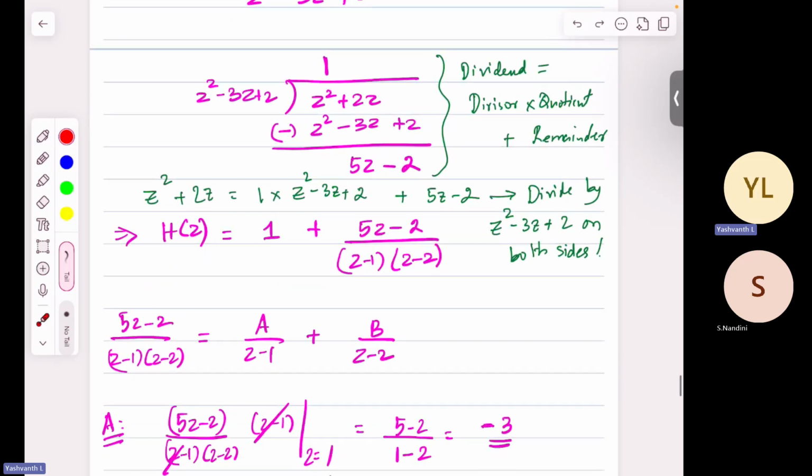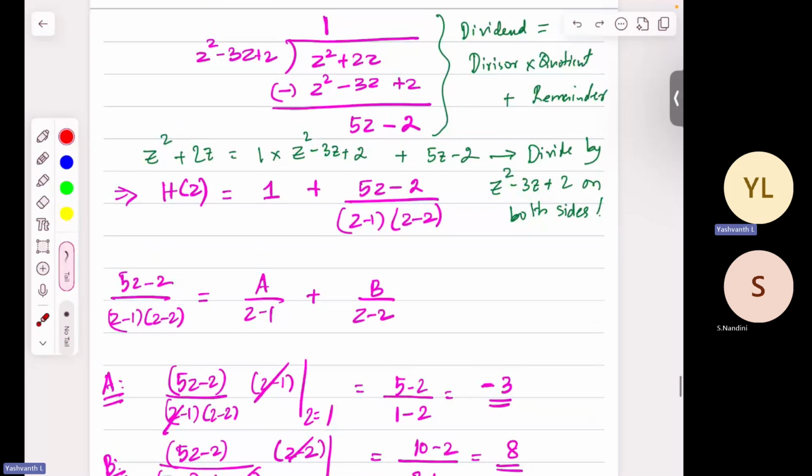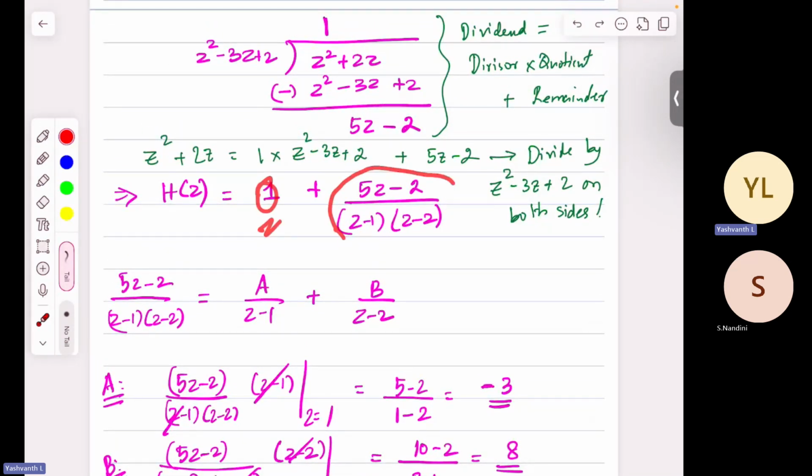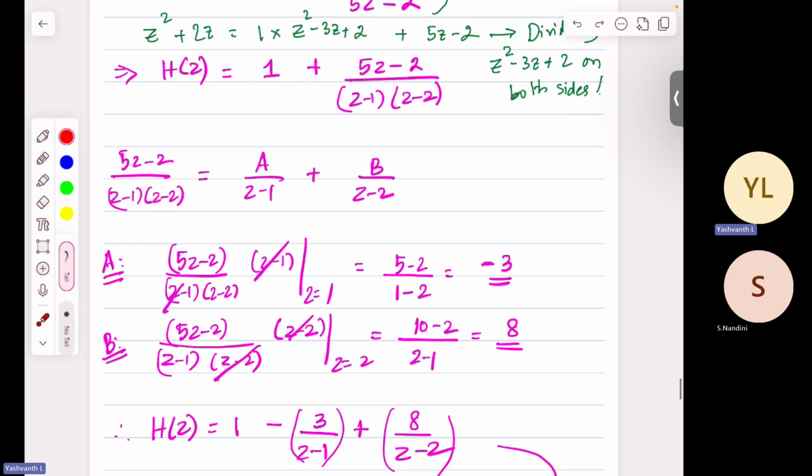Okay, very good. Therefore, now what I will do, leave the 1. I will just do partial fraction expansion of 5z minus 2 divided by z minus 1 into z minus 2. So again, it has just simple poles. Therefore, you can write it as a by z minus 1 plus b by z minus 2. Okay, what is a? The 5z minus 2 by z minus 1 into z minus 2 into z minus 1 evaluated at z equal to 1. Therefore, z minus 1 cancels. Put z equals 1. Then you have 5 minus 2 by 1 minus 2, which is minus 3.